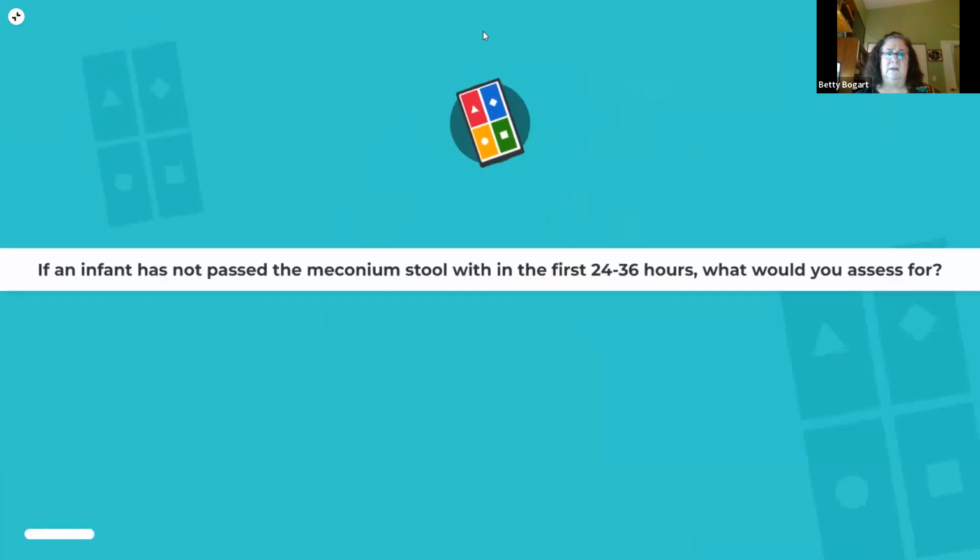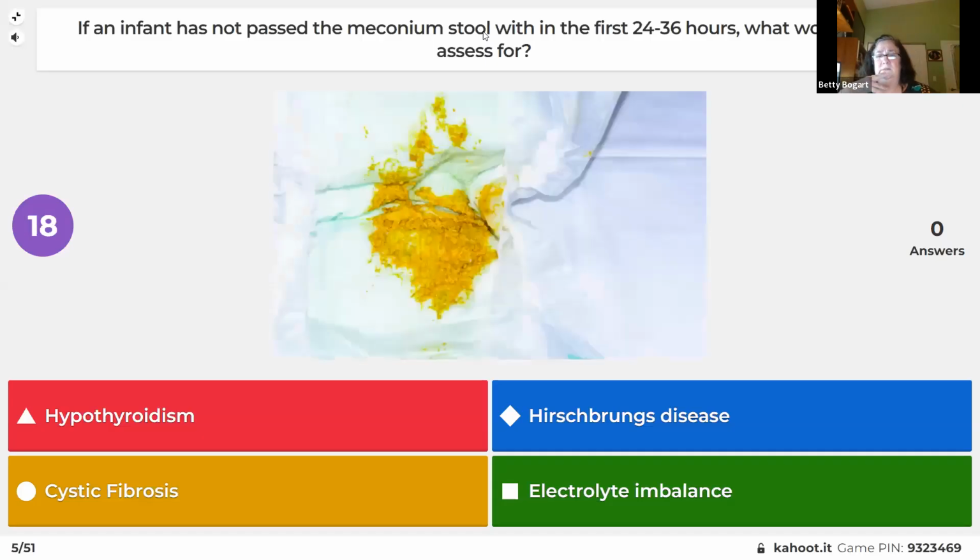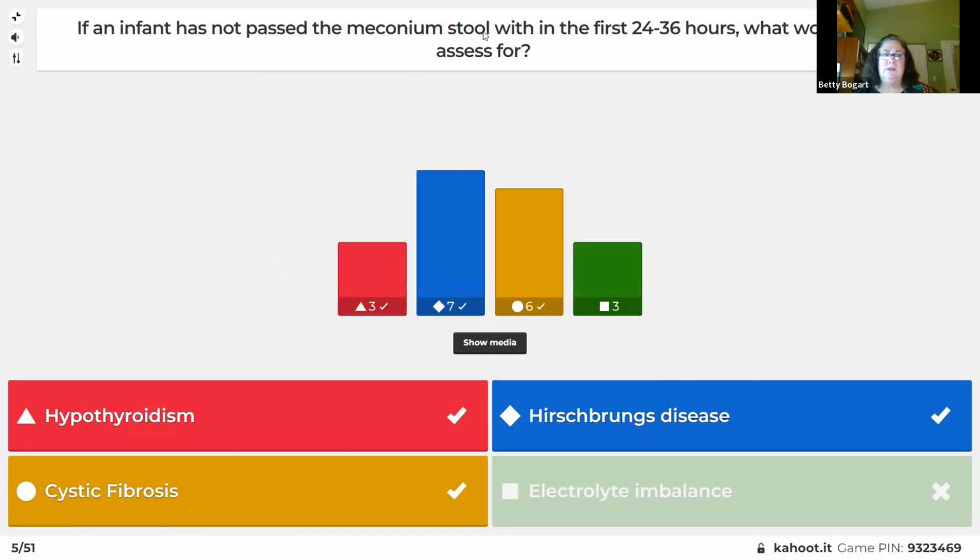A multi-select. If an infant has not passed the meconium stool within the first 24 to 36 hours, what would you assess for? So hypothyroidism, Hirschsprung's, yes. Cystic fibrosis, yes. What does stool have to do with an electrolyte imbalance? Has nothing to do with it.